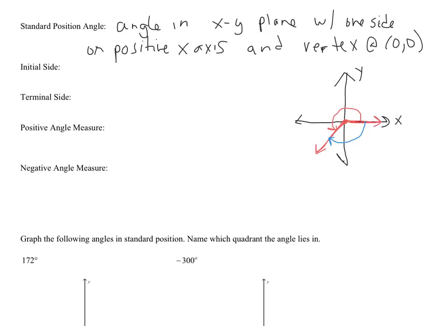So we give names to these two sides in standard position. We call them initial and terminal. Initial is basically the starting side, or the starting ray. And the initial side is always along the positive x-axis. And then we have the terminal side, which we call the ending ray. So if you think of them together, this would be the initial over here, and this would be the terminal.